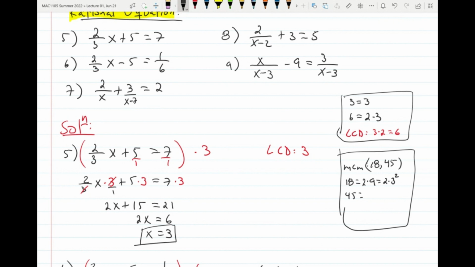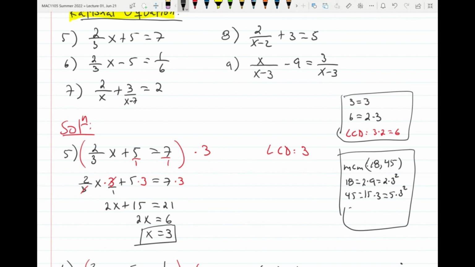Now let's do the same thing with 45. What's 45? 15 times 3. Now 3 is already prime. Now 15, we can break it down more. What's 15? 5 times 3. So that's 5 times 3, with another 3. That's the 3 squared. You understand this?